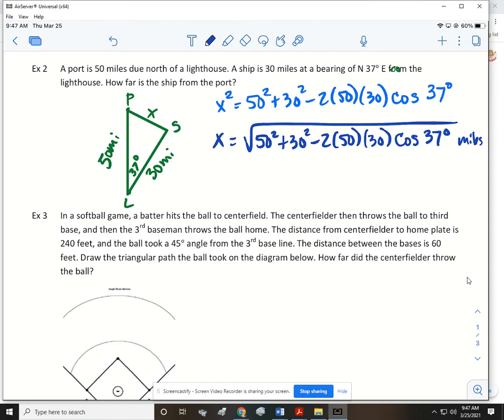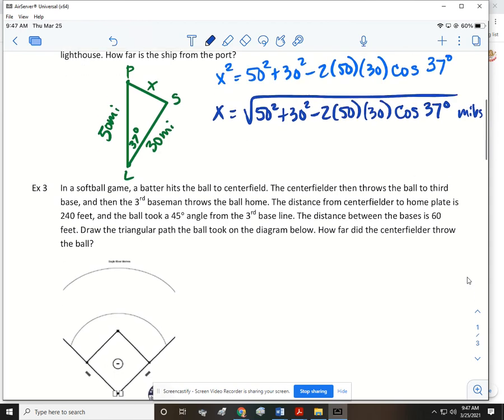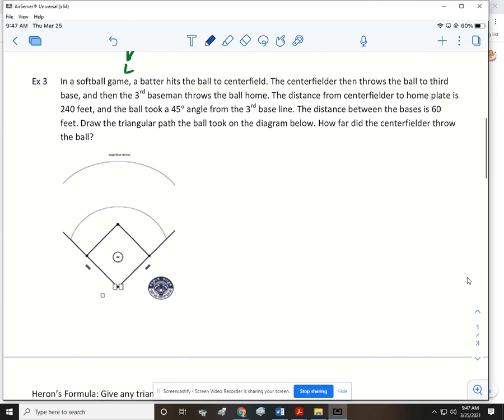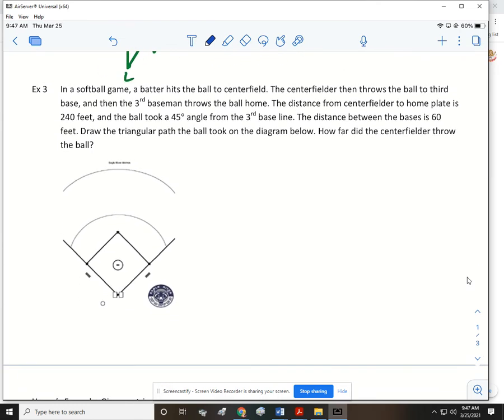Okay, and then example 3. In a softball game, a batter hits the ball to center field. The center fielder then throws the ball to third base, and then the third baseman throws the ball home. The distance from center field to home plate is 240 feet. The ball took a 45-degree angle from the third baseline. The distance between the bases is 60 feet. Draw the triangular path the ball took on the diagram below and decide how far the center fielder threw the ball.